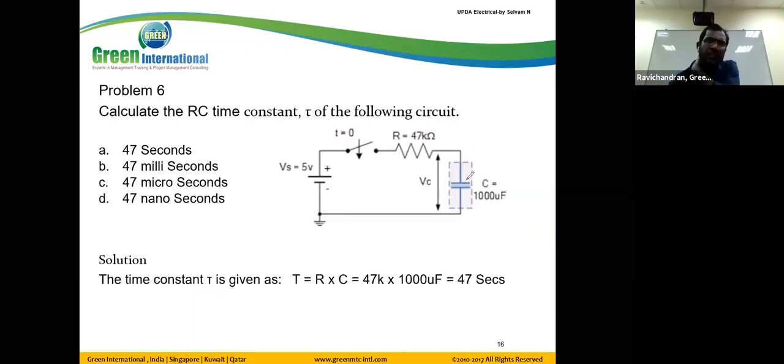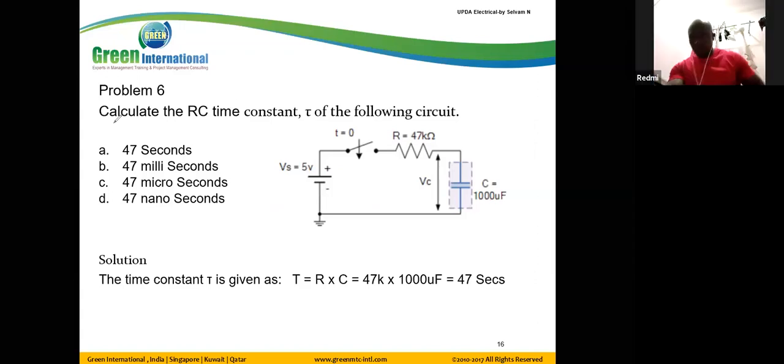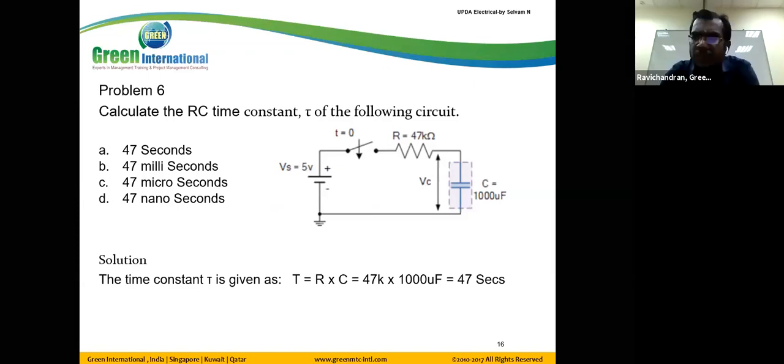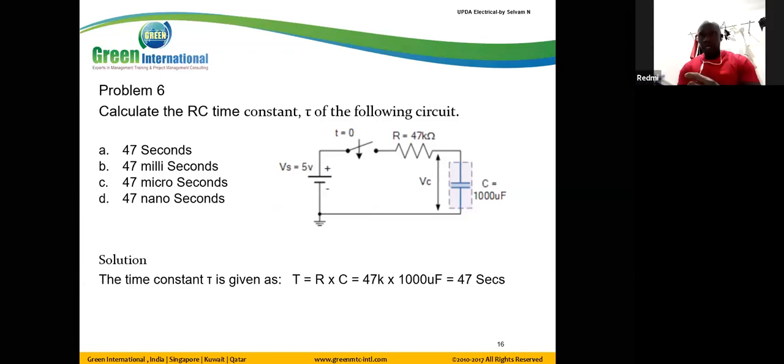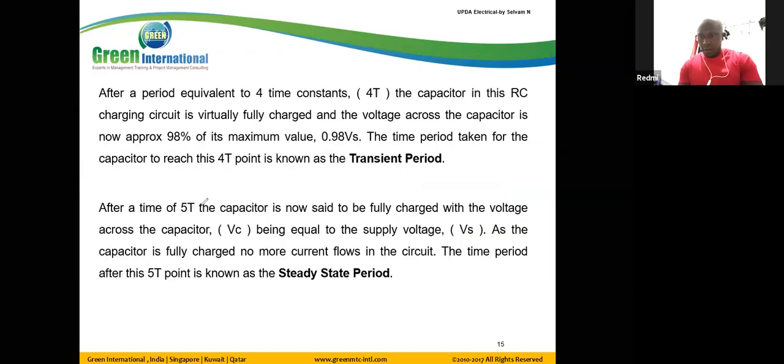Hello? Hello? Hello, yes? Yeah, Yes, sir. can you repeat that again? Can you repeat that again for discharging of capacitor? This one, Can you repeat it for discharging? discharging.